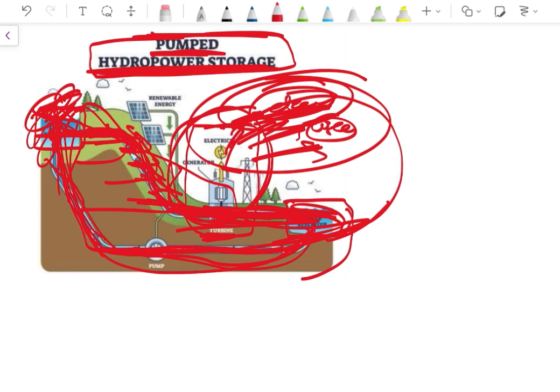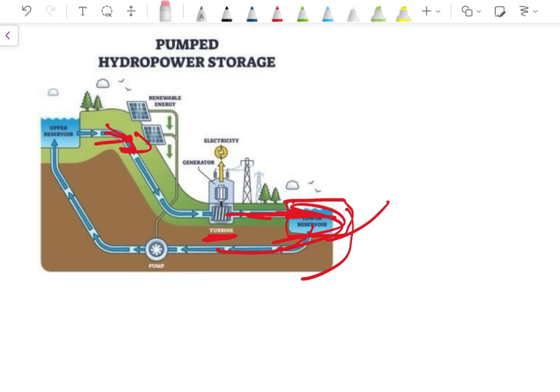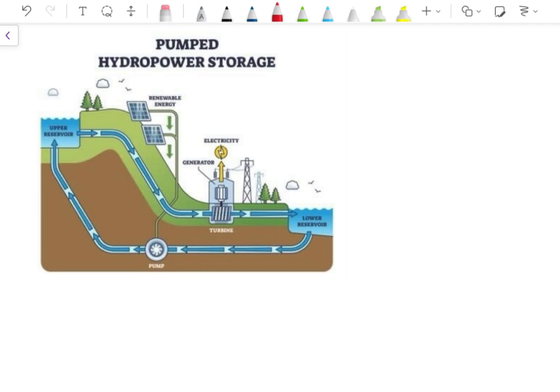open loop pumped storage and the second is closed loop pumped storage, right. So what is open loop? See, there are two types, that is open loop and closed loop. So what is open loop? See, closed loop is this one. See, this is closed loop, right. So this loop is closed. What is open loop?